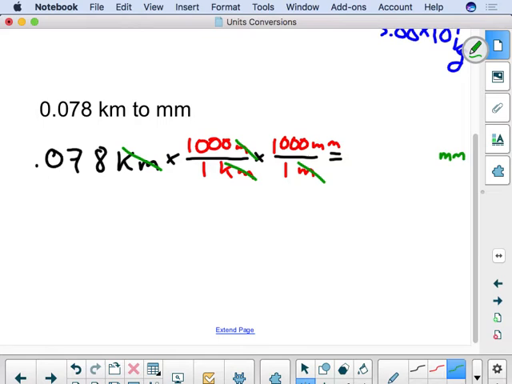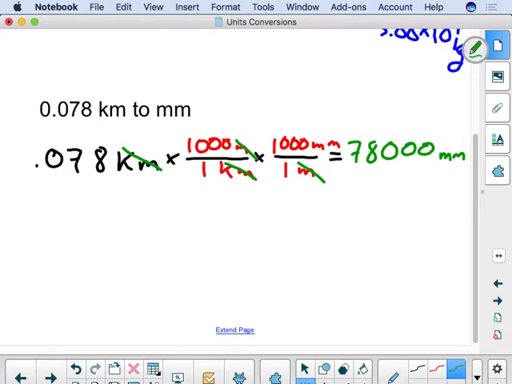Jack, talk to me about what we actually do on the calculator. 0.078 times 1,000 times 1,000. Yep. So each time we move 1,000, we move the decimal 3 places. So we move it 6 places total, and come up with what final answer, Jack? 78,000.